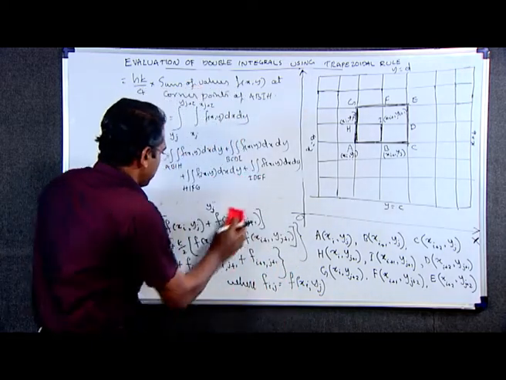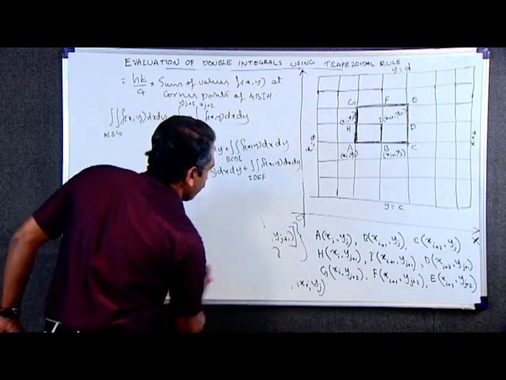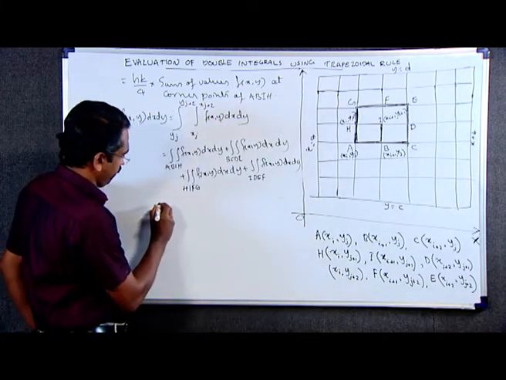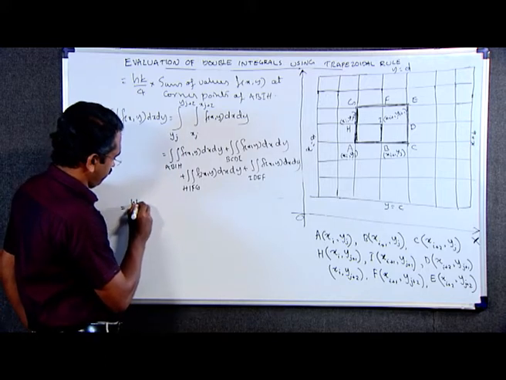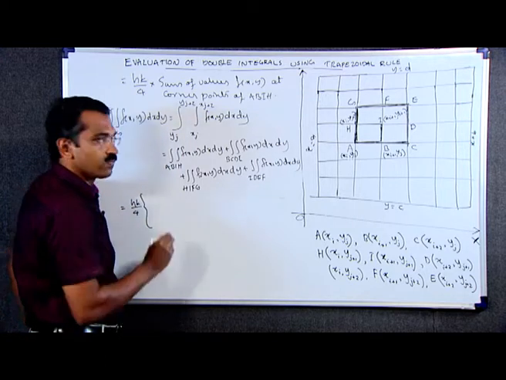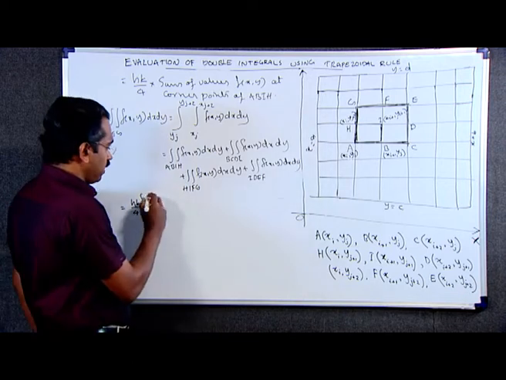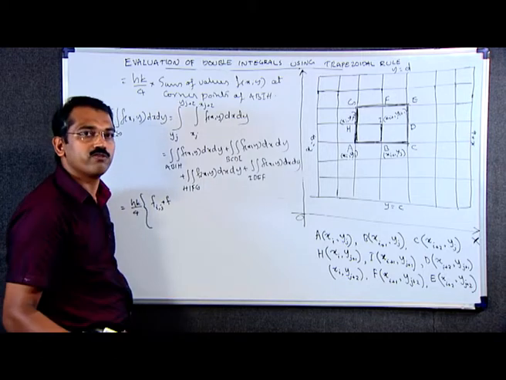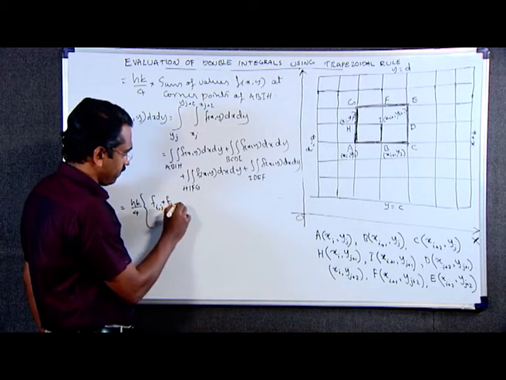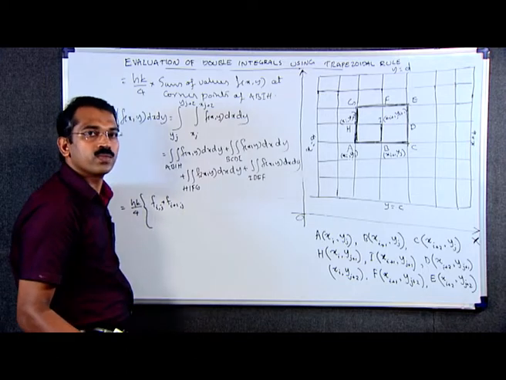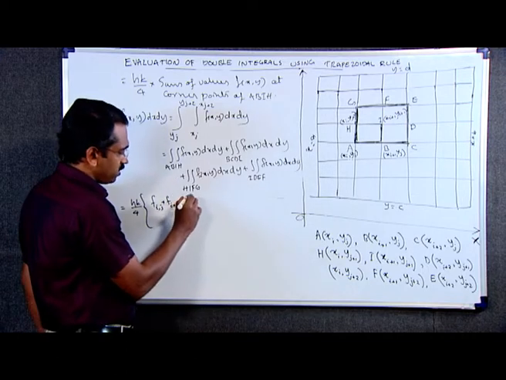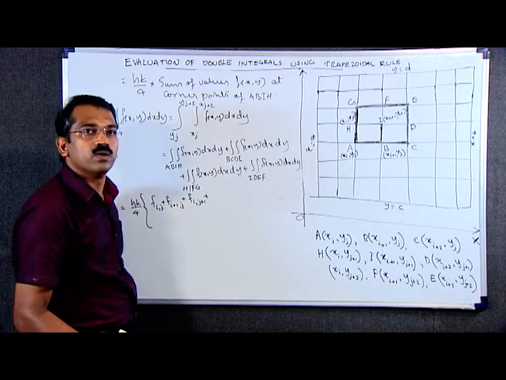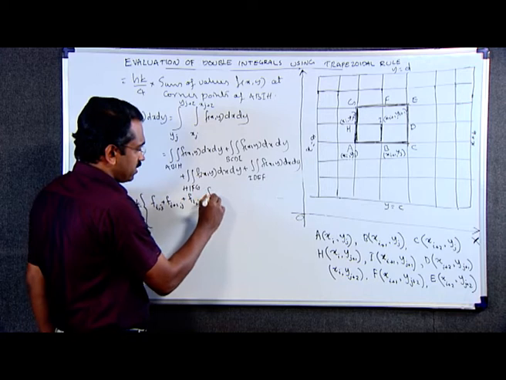That is equal to hk by 4 into f of I comma j plus f of I plus 1 comma j plus f of I comma j plus 1 plus f of I plus 1 comma j plus 1.